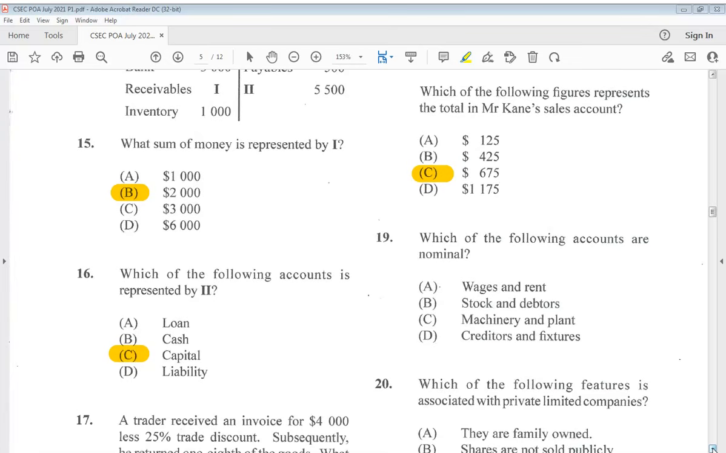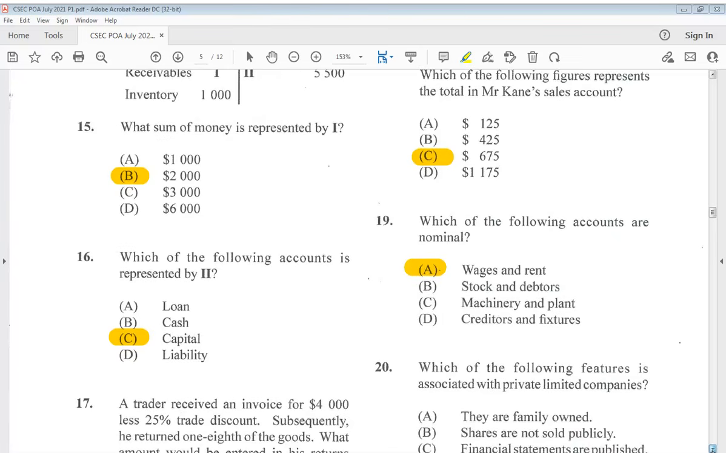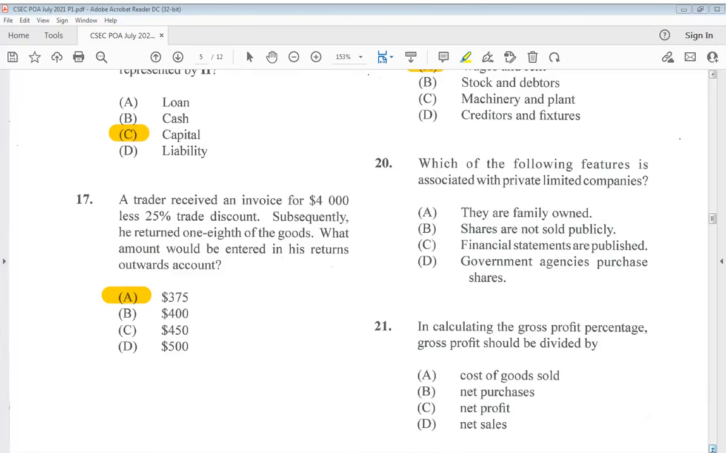Let's go to number 19. Which of the following accounts are nominal? This is an easy one. So we know it is A, wages and rent. Let's go to 20. Which of the following features is associated with private limited companies? So let's make this one plain and straight. So we know it would be B. This is the correct answer. Shares are not sold publicly.